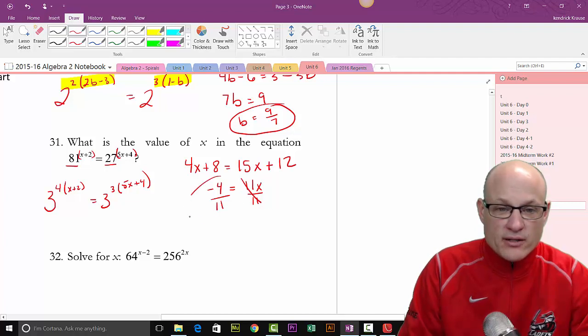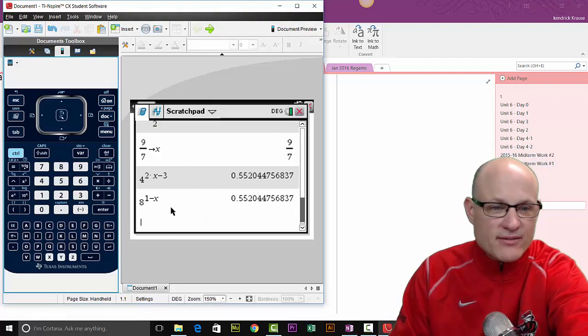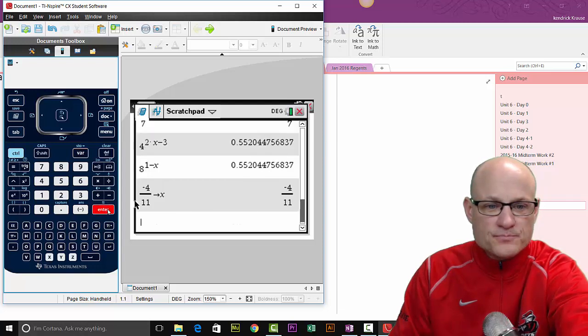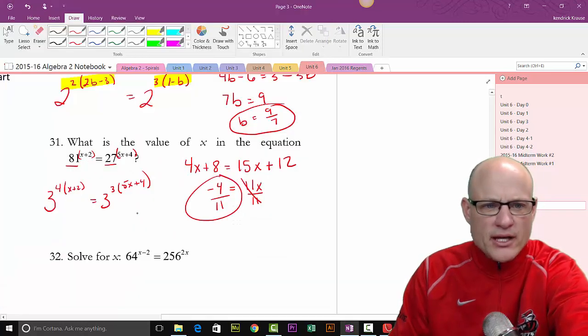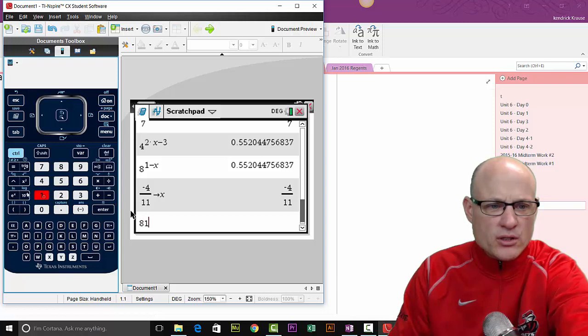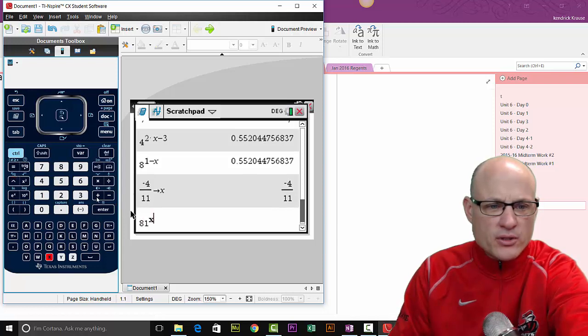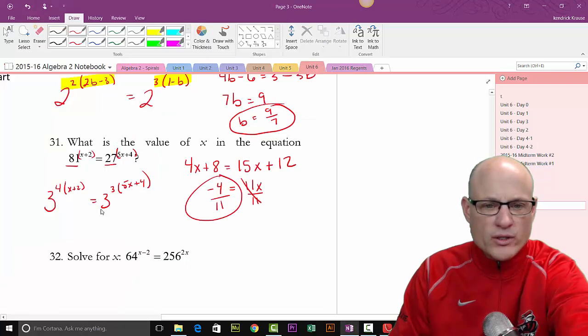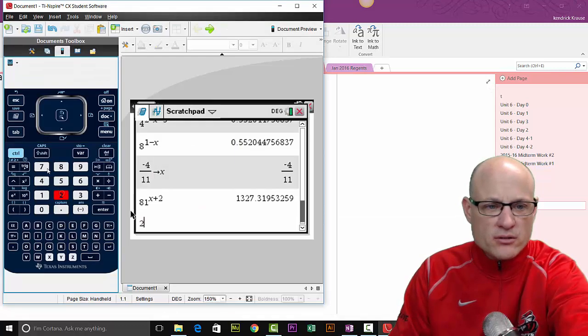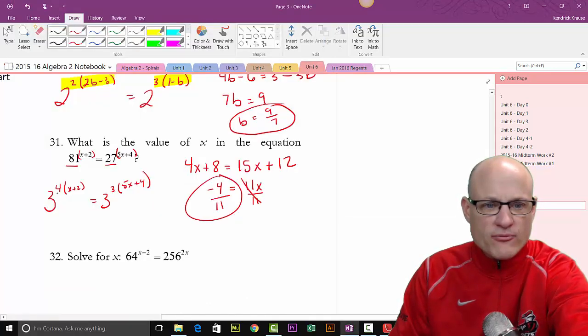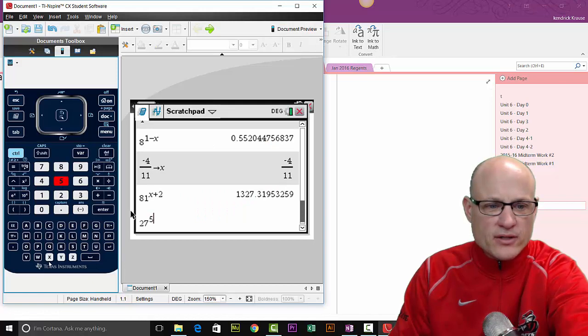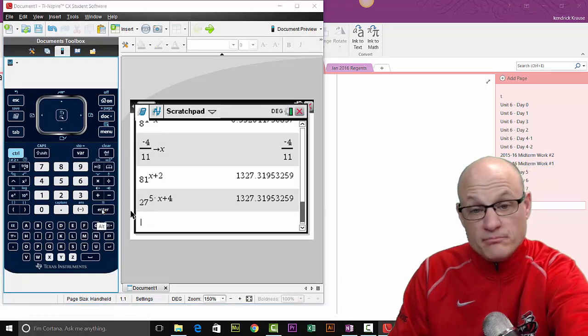Wow, another dumb answer, right? So let's check it. Gotta have confidence, though. Negative 4 divided by 11. Control var x. 81 raised to the x plus 2. Weird. 27 raised to the 5x plus 4. Weird, but same.